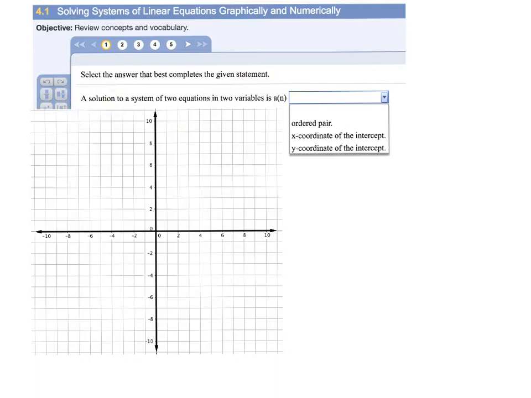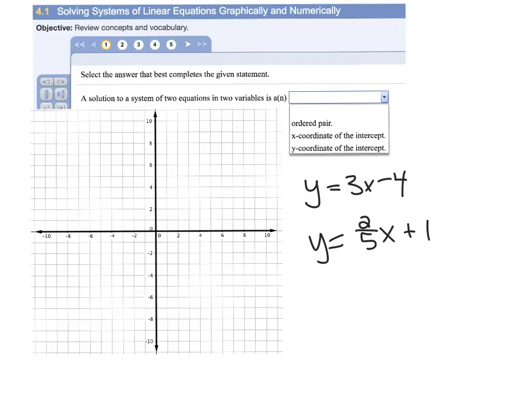A solution to a system of two equations in two variables. Two equations in two variables means you've got two lines. Let's say one line says y is equal to 3x minus 4, and the other line is, let's say, y is equal to 2/5 x plus 1. I totally made those up. It doesn't really matter what they are. The point is, you know that both of these are lines.